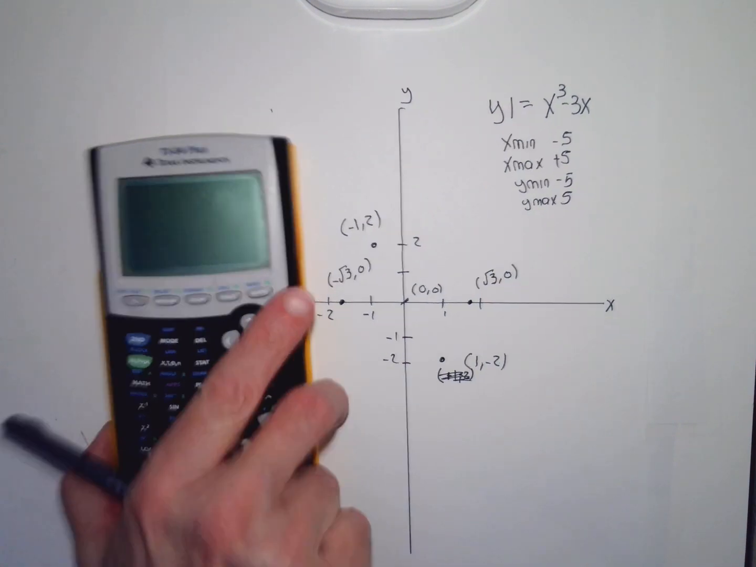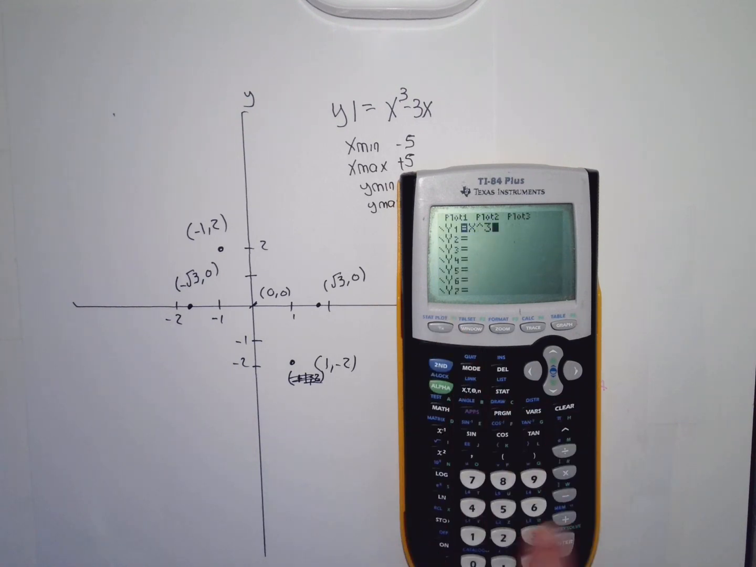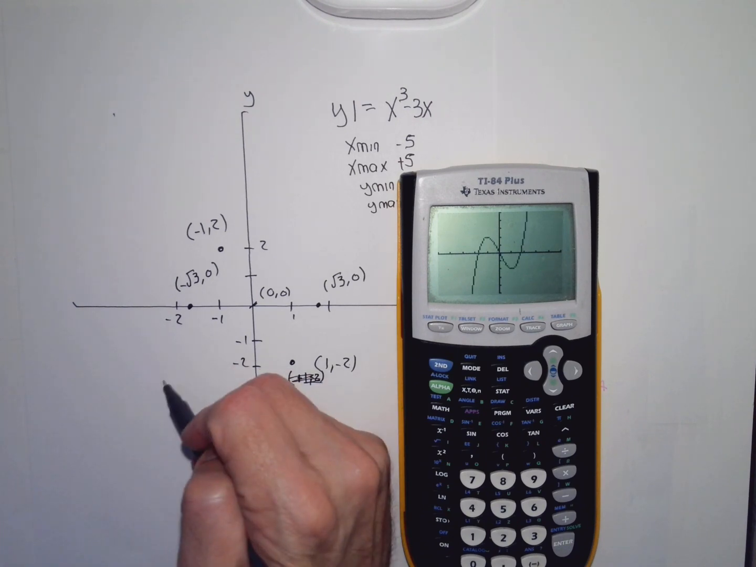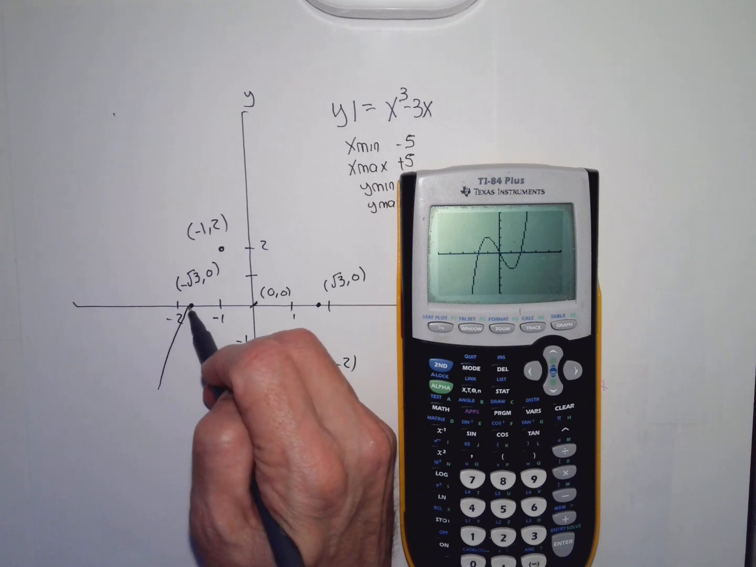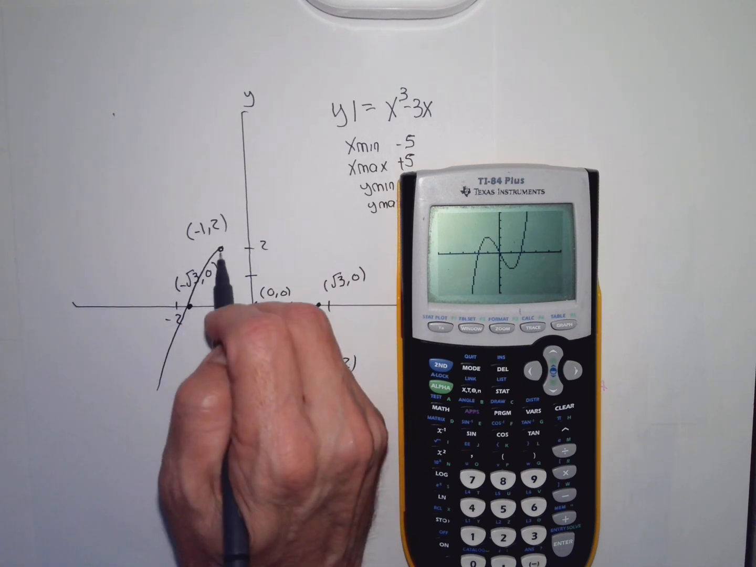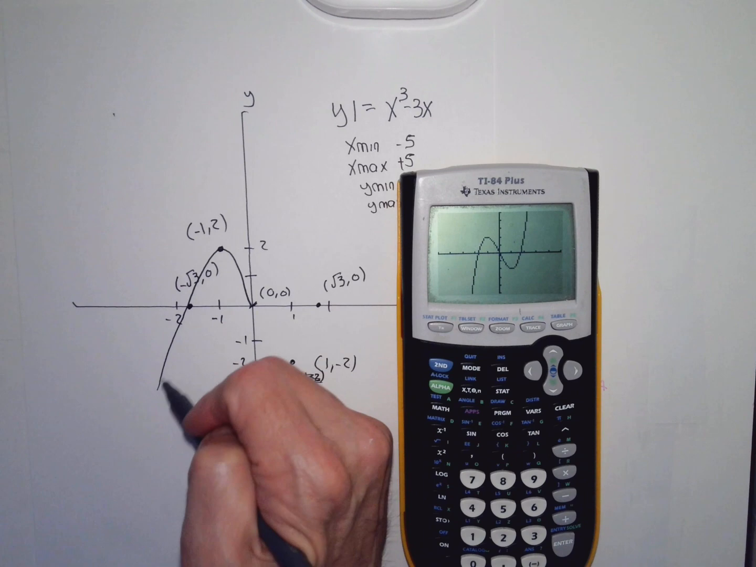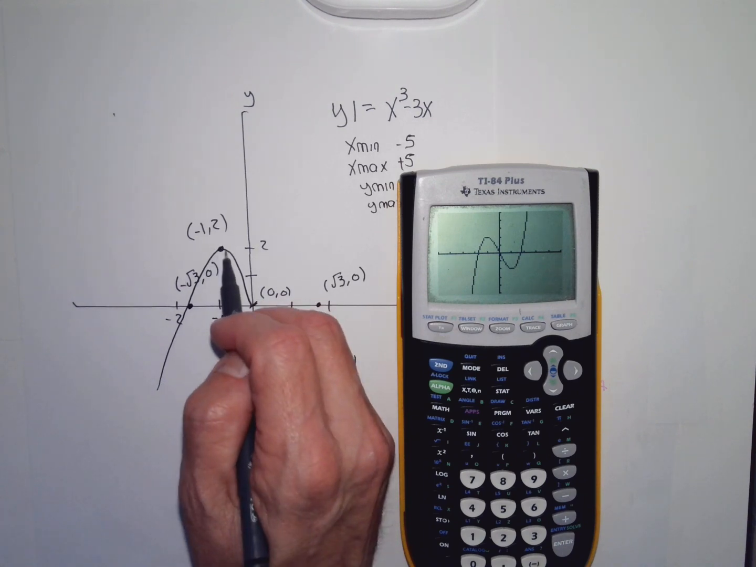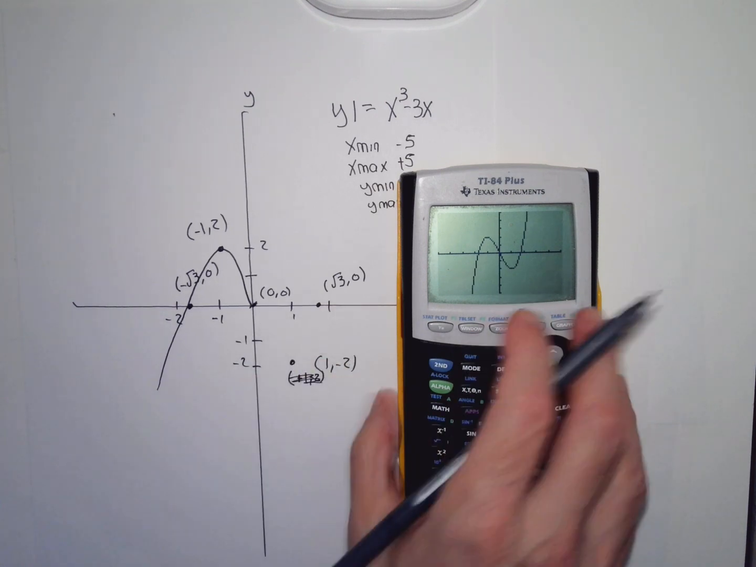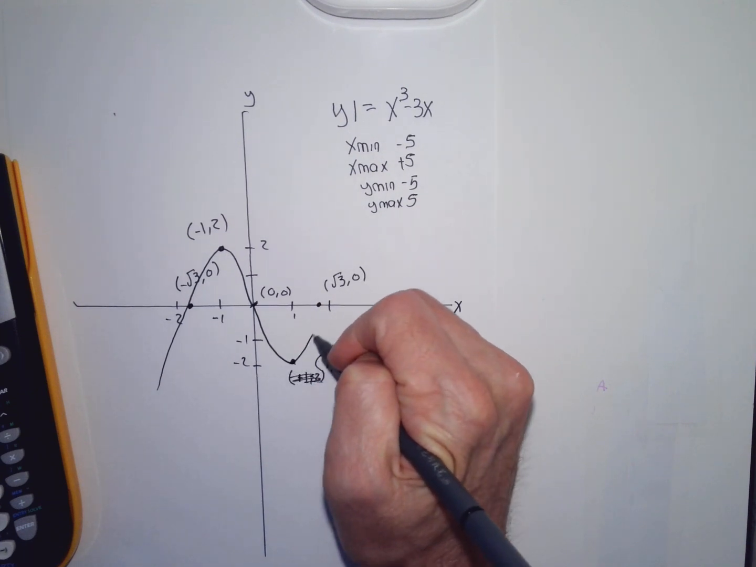So crank out my y equals. So y equals, clear, x, up arrow, cubed minus 3x, window -5 to 5, -5 to 5. Graph it. And here's what happens. The graph increases and it's concave down, goes through the x-intercept, continues to increase, stays concave down, gets to the maximum point of -1, 2, stays concave down all the way to the inflection point at 0, 0, which is also an x-intercept. So it's increasing and concave down until it gets to the maximum point. Then it's decreasing and concave down until it gets to the inflection point. Then it's decreasing and concave up till it gets to the minimum point, and then it's increasing and concave up the rest of the way.